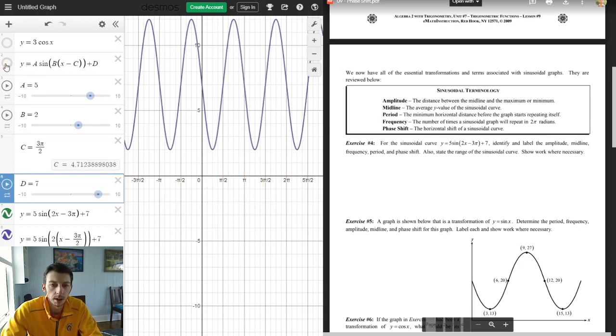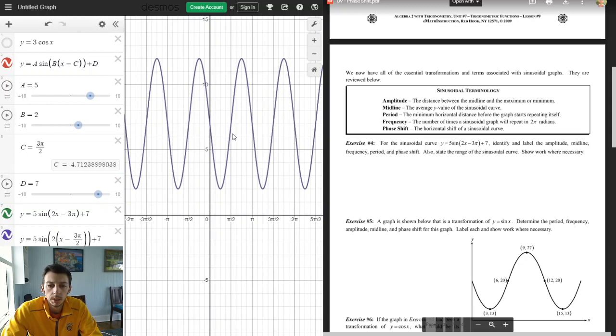and my vertical shift needs to be 7. And now you'll notice the graphs are right on top of each other. You actually can't even see the graphs, so it doesn't matter which one you have activated. So in terms of listing out our examples, our amplitude in this case is 5. The midline you can see is this value right in the middle, so I go up to 12 down to 2.